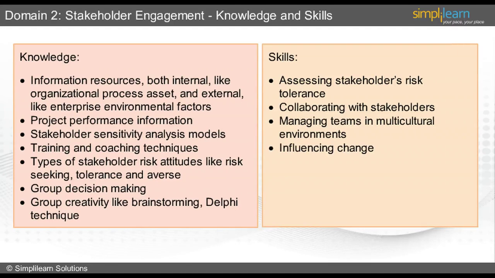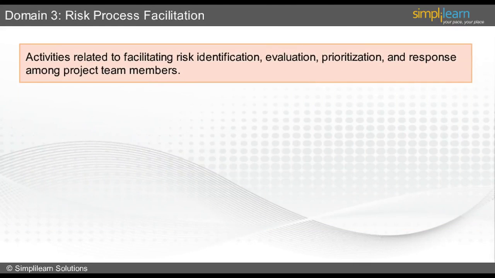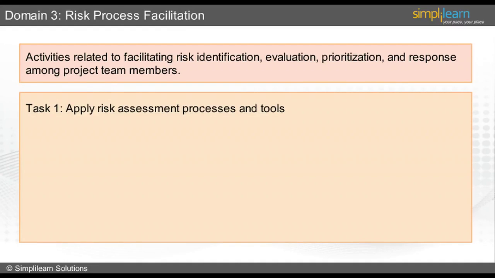Risk process facilitation are activities related to facilitating risk identification, evaluation, prioritization, and response among project team members. Let us see the 7 tasks which are required to achieve this domain successfully. They are: Task 1 is about applying tools related to risk assessment, as well as processes to quantify stakeholder risk tolerance and determine risk levels.